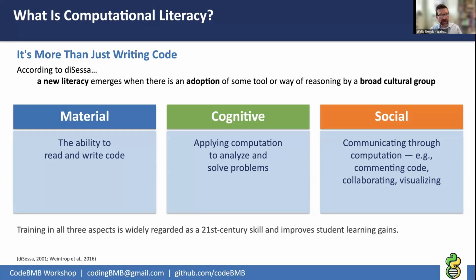I also like that computational literacy has 3 components. It's not just the material part, being able to read and write code. There's also the cognitive part, using computation to analyze and solve problems. And there's the social part, communicating through computation. Commenting your code so a collaborator can follow it, sharing a notebook with a student, documenting what you did. If you've ever written a methods section for a paper, you already understand the social component. It's the same idea, it's just applied to code.